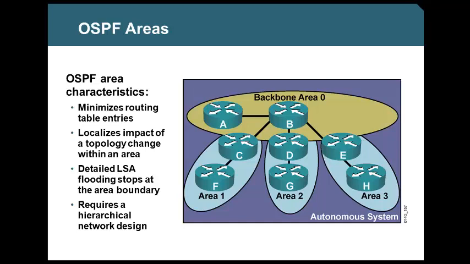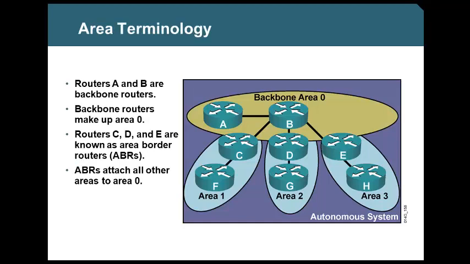Now, this A and B router in this picture are called backbone routers because their interfaces are not in any other area. They're totally in area 0. You can also call them area 0 routers, backbone routers, all the same.